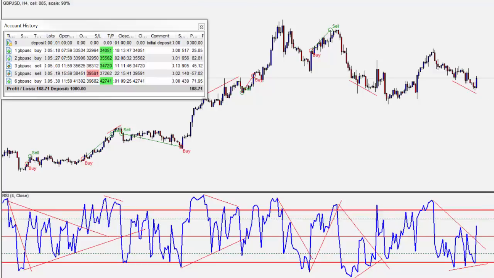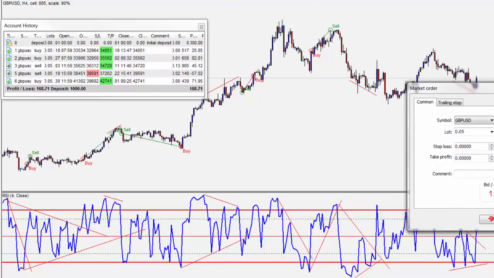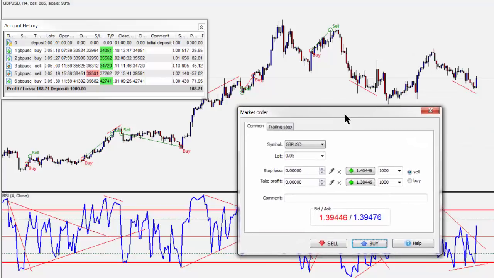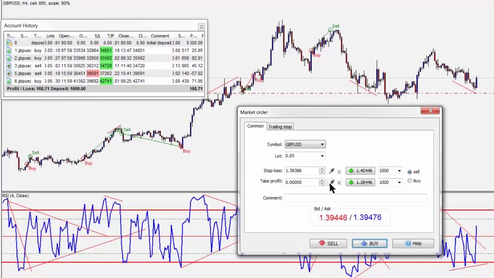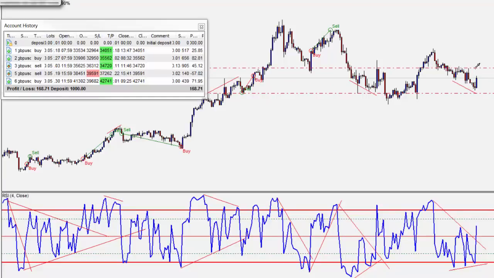We'll open a trade here. We'll put our stop. Always, the stop is the first thing to worry about, as it were. Then we look at the target. Target should be more or less that.